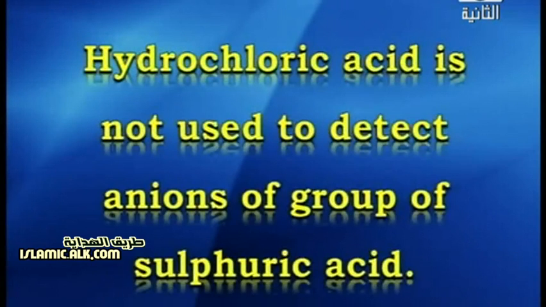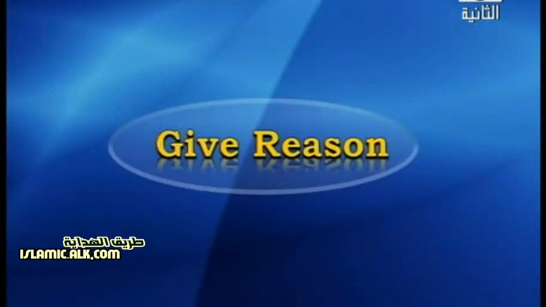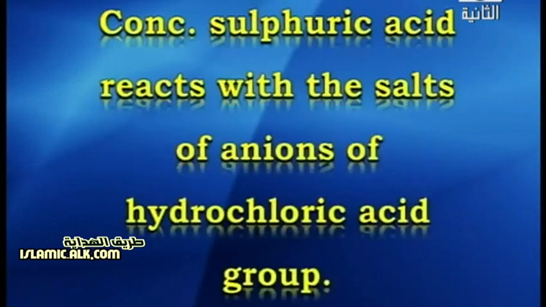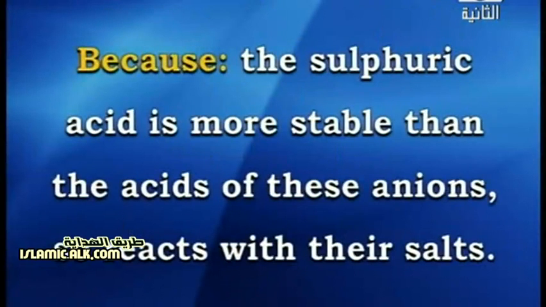Hydrochloric acid is not used to detect the anions of the sulfuric acid group, because hydrochloric acid is less stable than the acids of these anions, so it doesn't react with their salts. Another give reason at this point: concentrated sulfuric acid reacts with the salts of the anions of the hydrochloric acid group, because sulfuric acid is more stable than the acids of these anions, so it reacts with their salts.